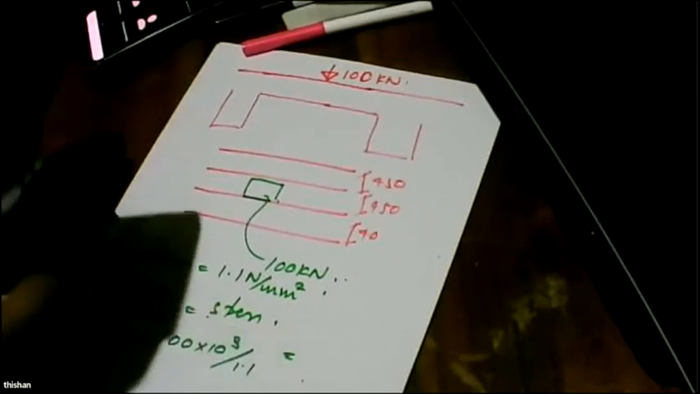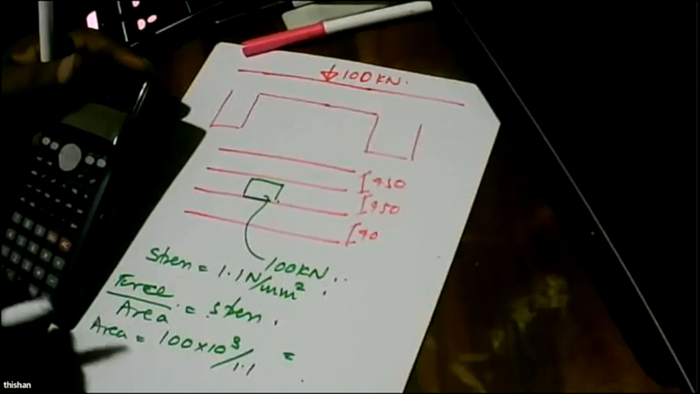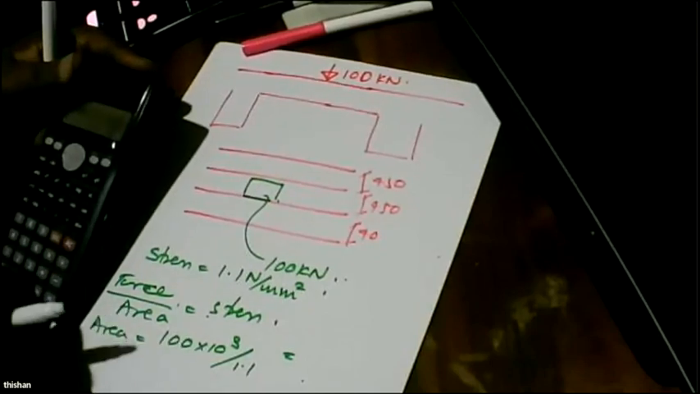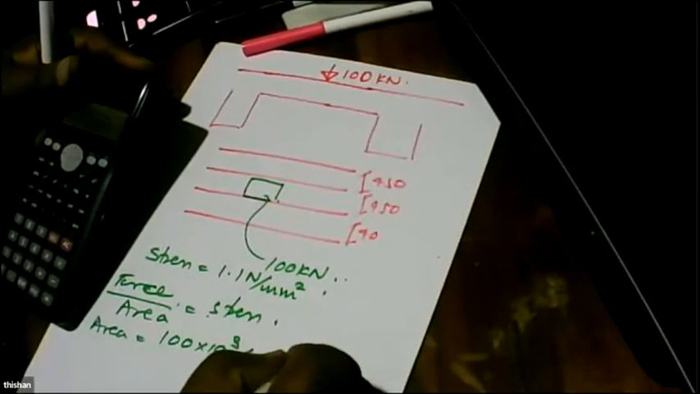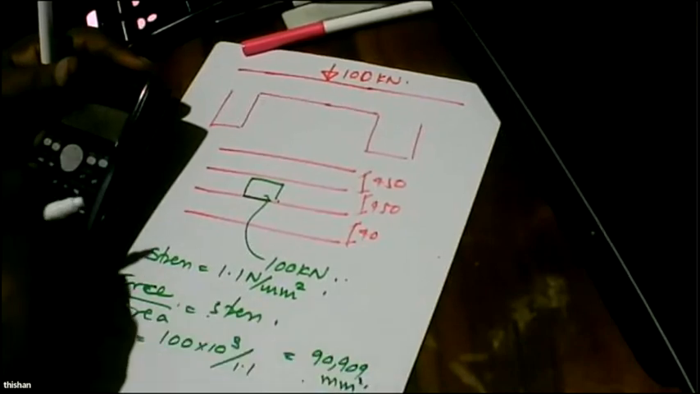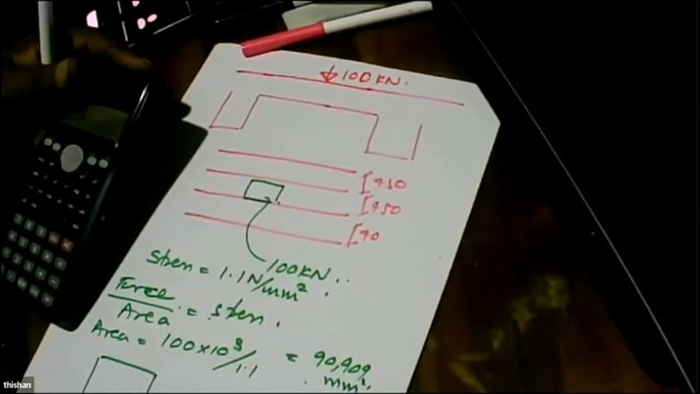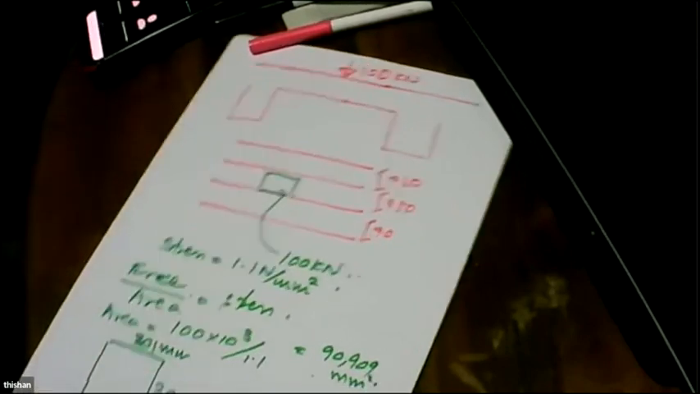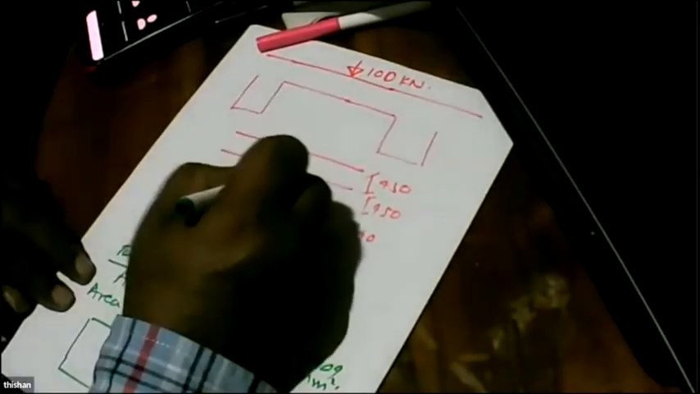So what you get is 100 to the power 3 divided by 1.1, so 90,909 millimeters squared, and take the square root of that area. So you can see the contact area of the load is 301 millimeter by 301. So it will need a contact area of 301 millimeter by 301. So you are going to get a patch load here.